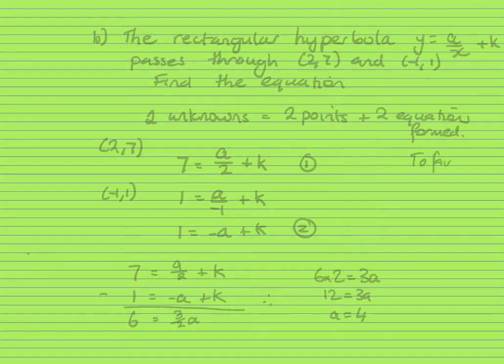Now I need to find my second unknown, and that's k. And so I just can substitute into any of the equations that I've formed, and I'm going to choose the second one. So 1 equals negative 4 plus k, so k equals 5. Now that I've got my two unknowns, I can write my equation. So the equation is y equals 4 over x plus 5.